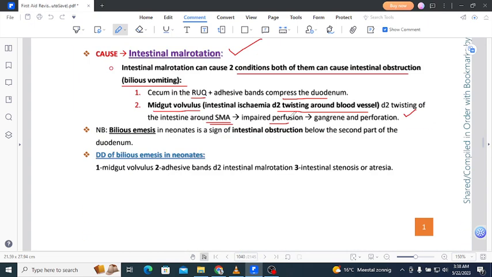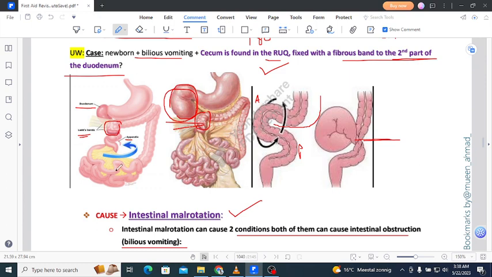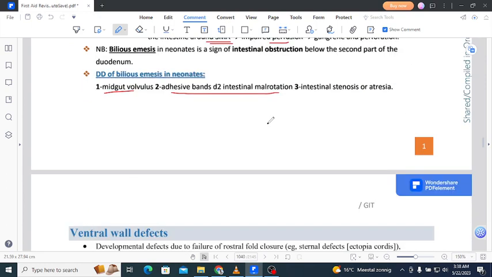Then moving forward, there is an NBME point. We did that. Now there is a differential diagnosis of the bilious emesis in the neonates. What are the conditions that can cause greenish vomiting or the bilious emesis in the neonates? Number one is the midgut volvulus. Number two is the adhesive bands due to the intestinal malrotation. Both of these conditions we have just seen over here, the adhesive bands and the malrotation. The third condition is the intestinal stenosis and atresia.